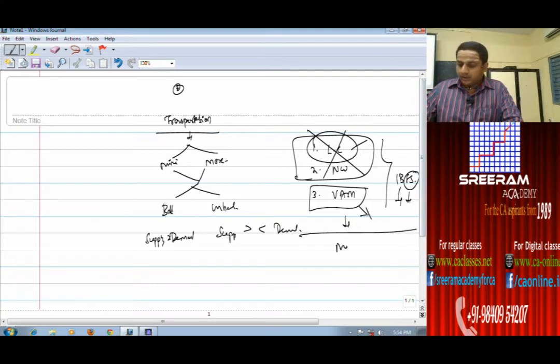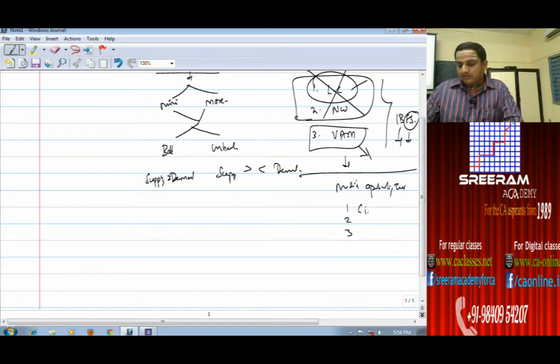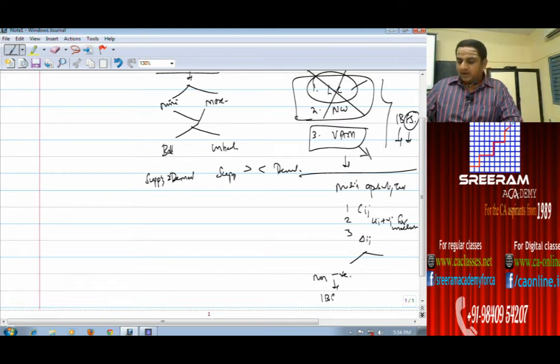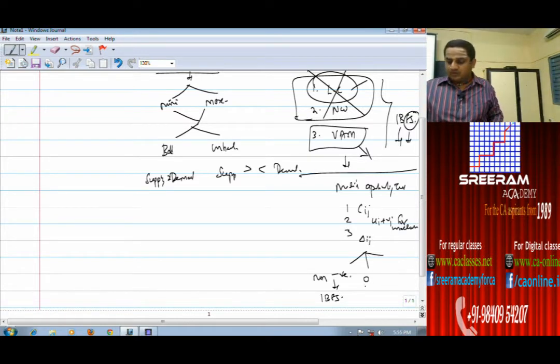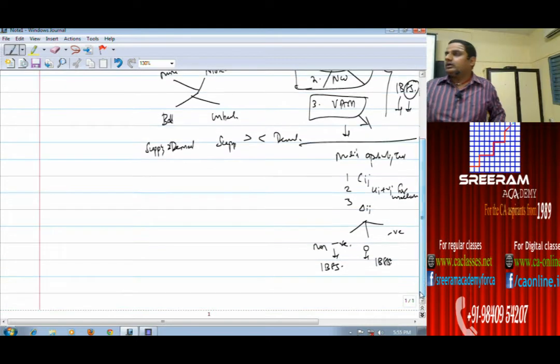Whether it is final or not, we need to check with Modi's optimality test. And in this test, we have three steps. Step 1, Cij. Step 2, Ui plus Vj for unallotted cell. Step 3, delta Ij. In this delta Ij, if all numbers are non-negative, IBFS is optimal. If you have 0, IBFS is also optimal. If there is a negative number, then IBFS is not optimal. You need to improve the solution by doing some iteration.